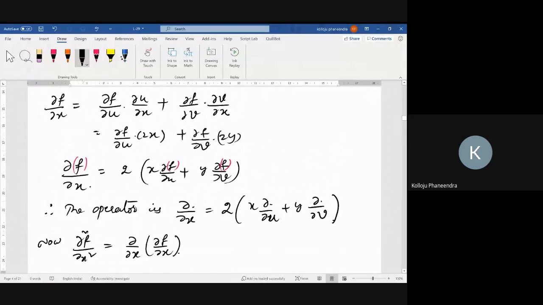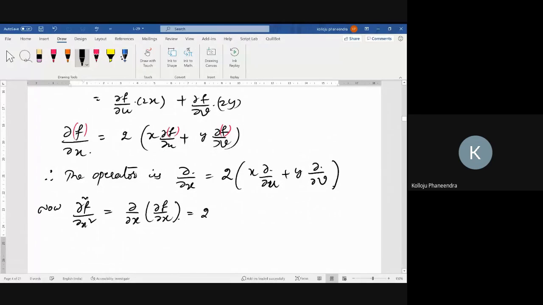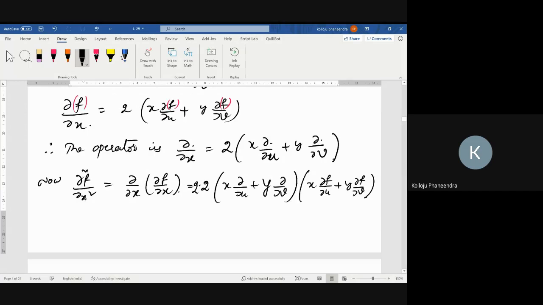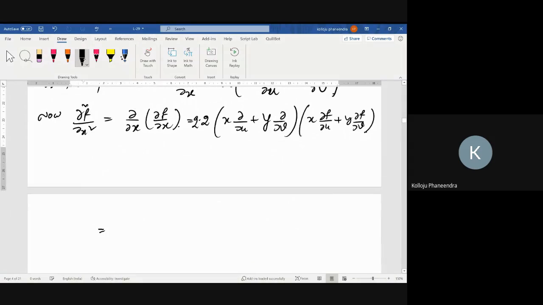So what is ∂/∂x? 2 into x ∂/∂u plus y ∂/∂v, multiplied by what? ∂f/∂x is what? 2 into, again I'm taking one more 2 here, x ∂f/∂u plus y ∂f/∂v. Now this is our a plus b into c plus d model. 4 into first this total, right? So let me write, this is 4 into x ∂/∂u of x ∂f/∂u, first term.